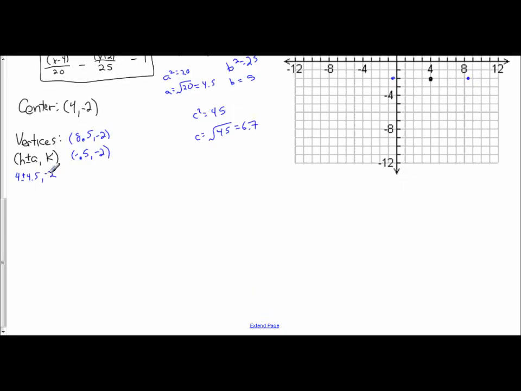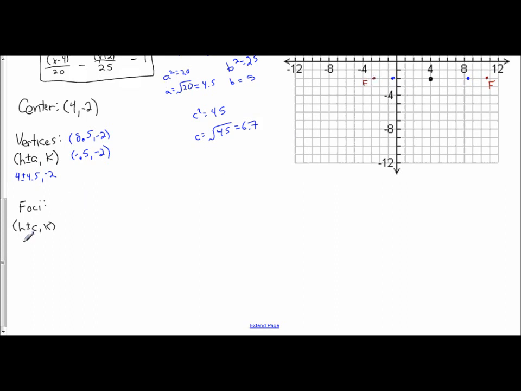Next thing I need to do is I need to find the coordinate of my foci for this. So same idea, it's C units from the center on the transverse axis. So that's H plus or minus C comma K. Now, since I know the square root of 45 is 6.7, I can go to the right. 6.7. 1, 2, 3, 4, 5, 6.7, a little over halfway. I'm going to put an F for foci. Go to left, 1, 2, 3, 4, 5, 6.7. Going to put an F next to that for foci.